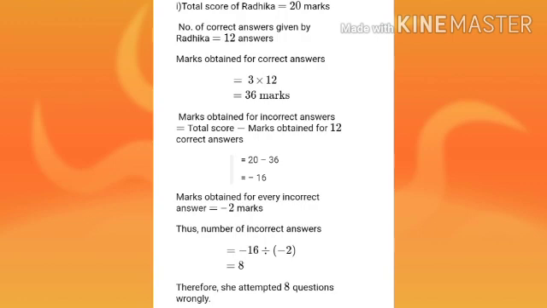Clear, children? Total score is 20 marks. Marks obtained for correct answers is 36 marks. Then marks obtained for incorrect answers is minus 16. Then the total number of incorrect answers is 8. 8 questions attempted wrongly. This is the solution for subdivision 1.